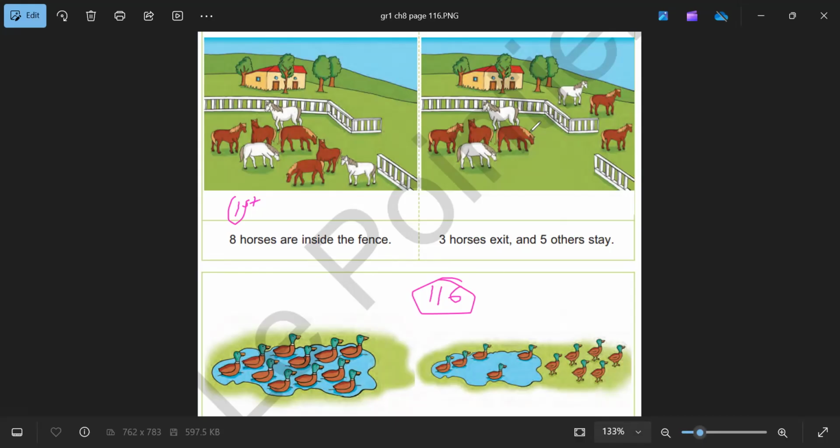When you look at the picture, you will notice that not all the horses are still inside. So 3 are now outside, and the remaining horses are how many? 1, 2, 3, 4, 5. Now 3 horses are outside the fence. Now there are no longer 8 horses, there are less. By how much? 3 horses left them. So now we have inside 5. To understand well, let's keep going.